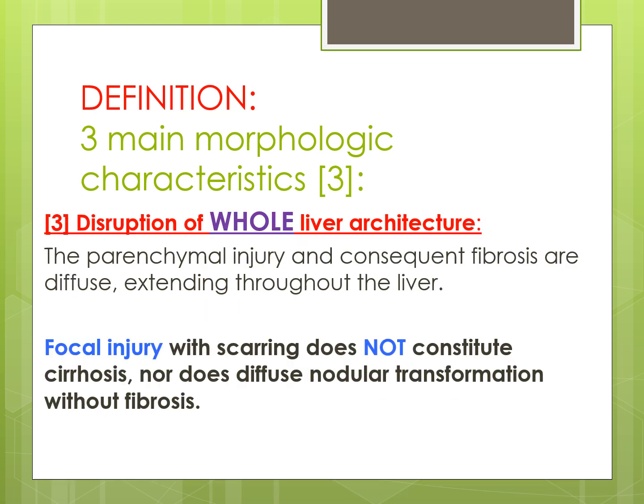The third feature is that this condition should affect the whole liver. The parenchymal injury and fibrosis should be diffuse, extending throughout the liver. Focal injury with scarring does not constitute cirrhosis. If there is fibrosis or nodularity in a small area, only in the left lobe or in the right lobe or apex, then it is not cirrhosis. Cirrhosis should affect the whole liver.